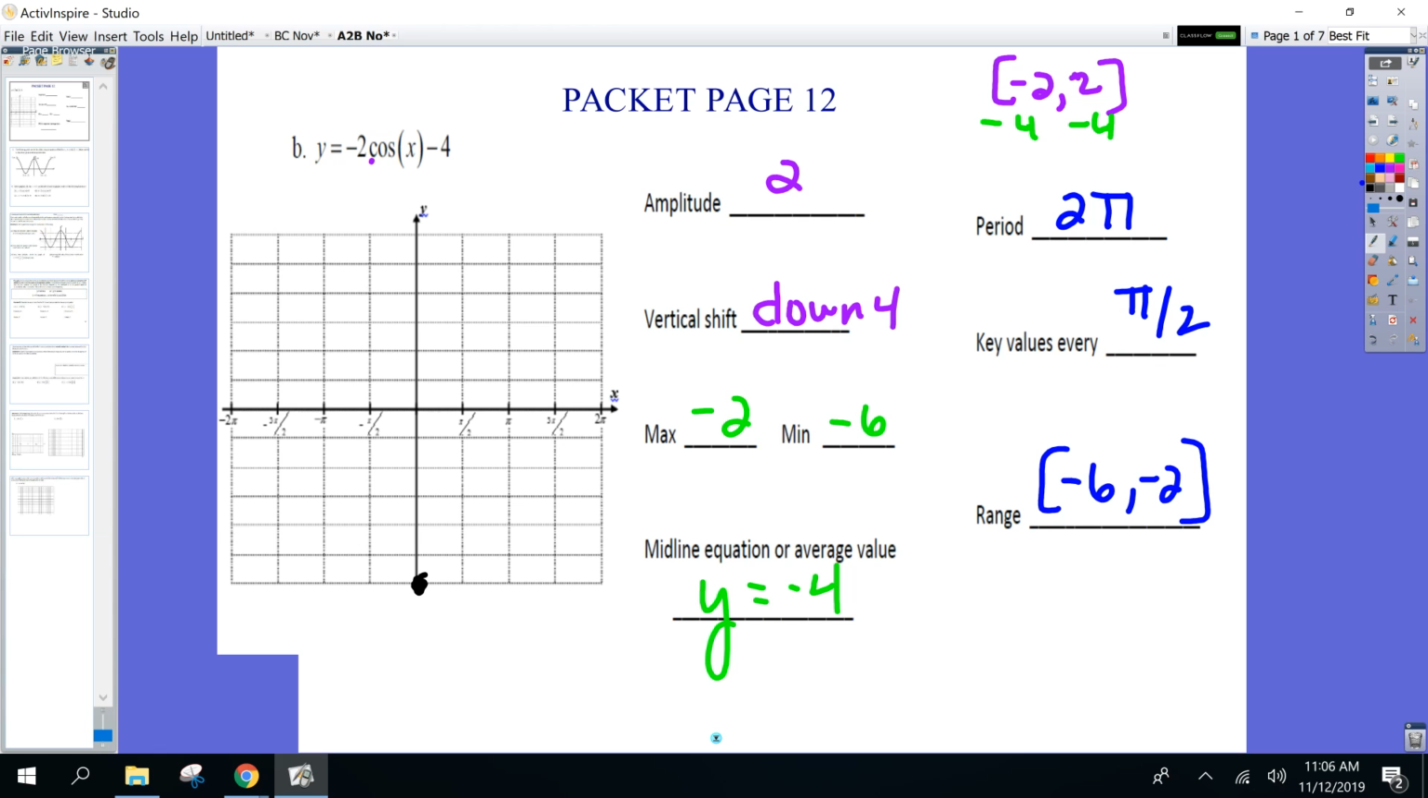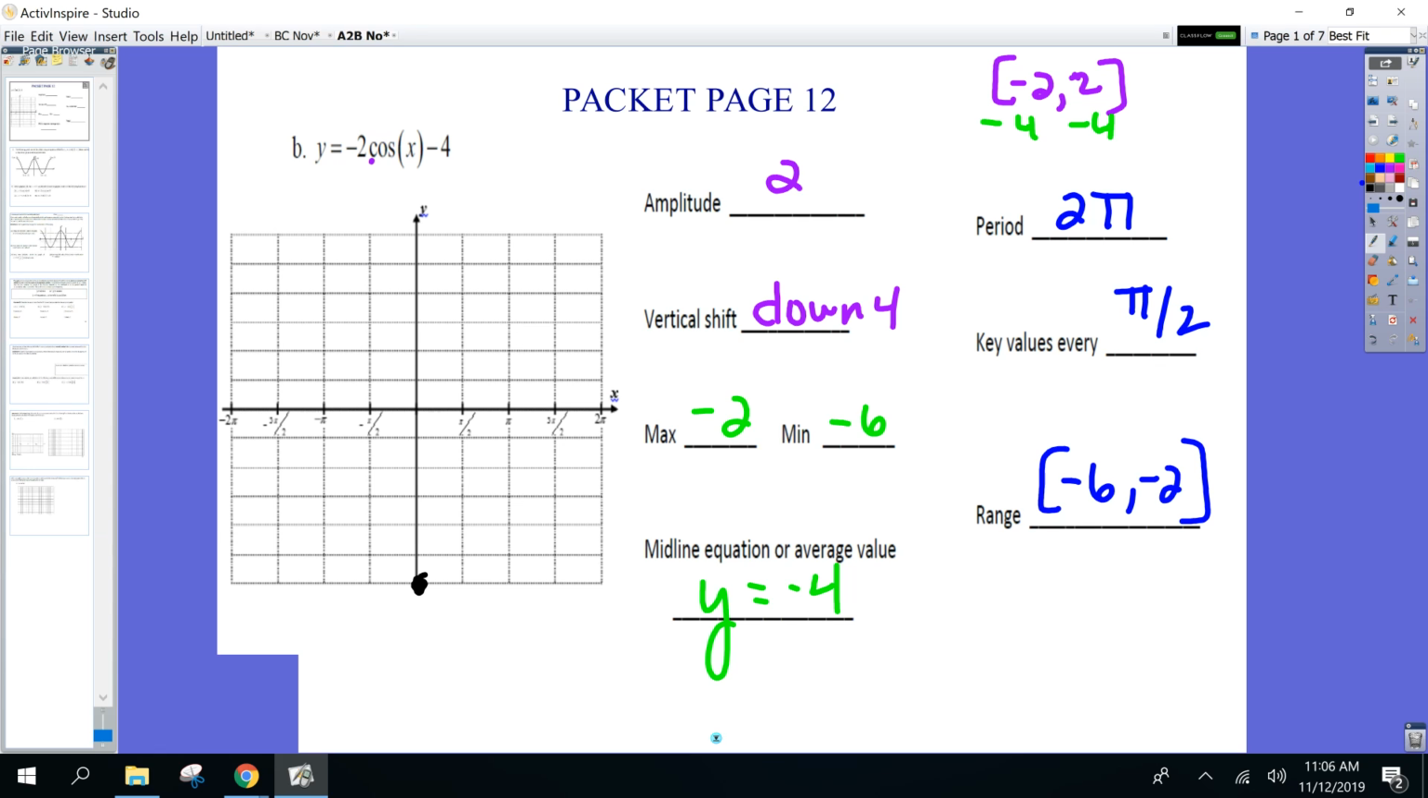So we start with the minimum because of the negative. I started with cosine, and I said cosine always starts at the max, so usually I would start at -2. But because I had that negative sign out in front, everything gets flipped. Maxes become mins, mins become maxes. Good?